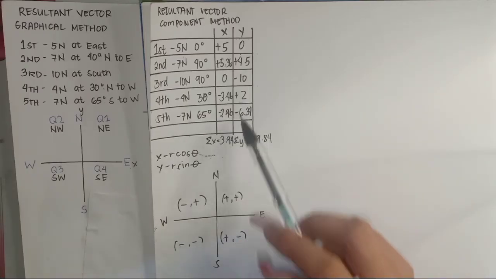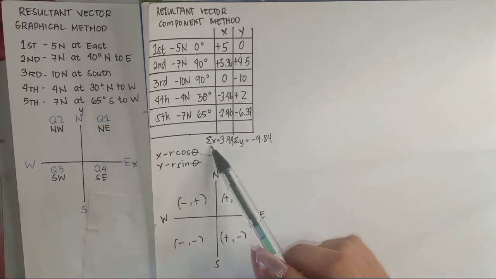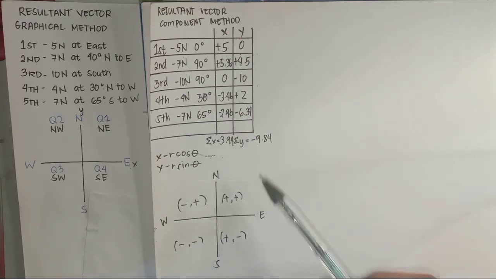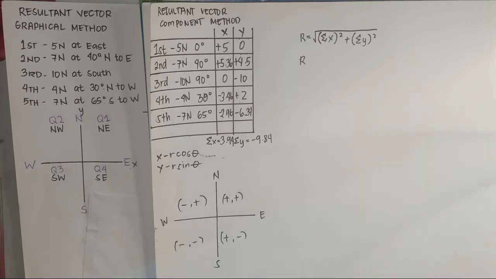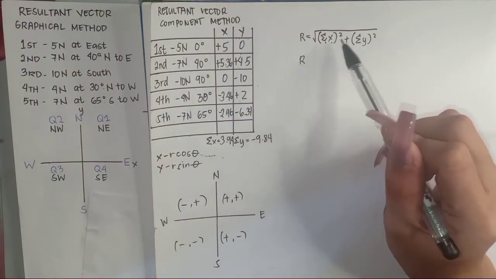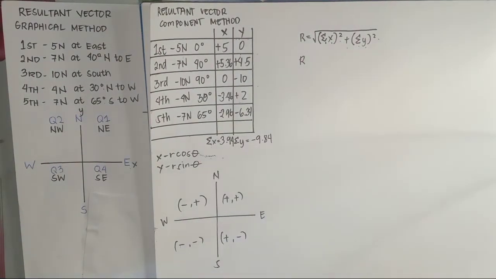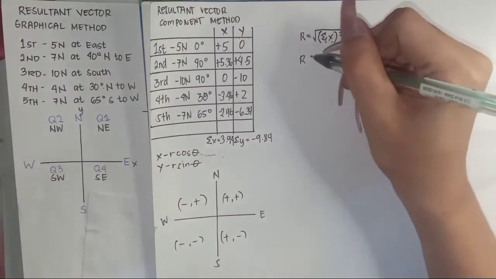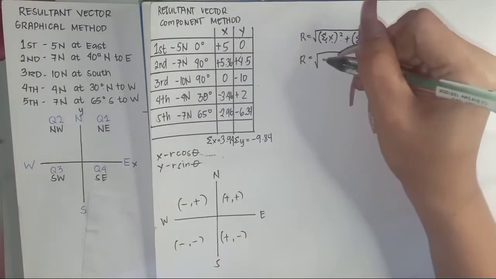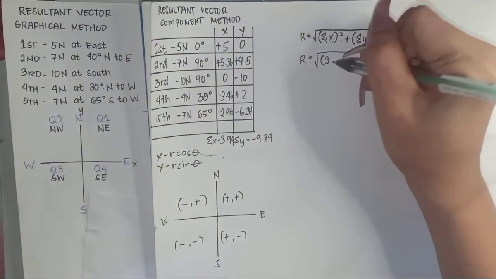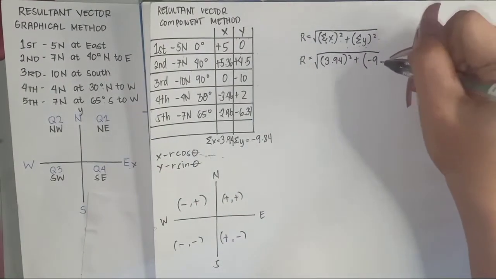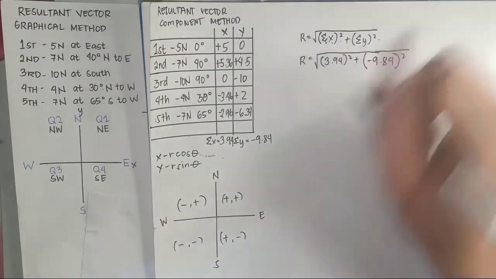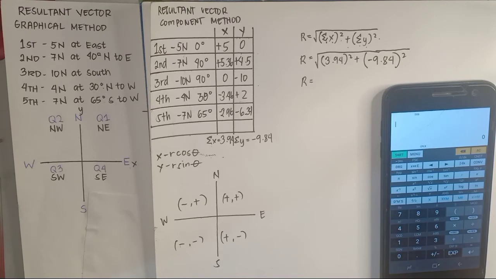After adding both x and y component, in the resultant of x, we got 3.94, and for the resultant of y, we get negative 9.84. And now, isolve na natin ang resultant vector. The formula of the resultant vector is square root of resultant of x squared plus resultant of y squared. And after that, papalitan lang natin yung value, which is 3.94 squared plus negative 9.84 squared. Let's use our calculator to get the answer.